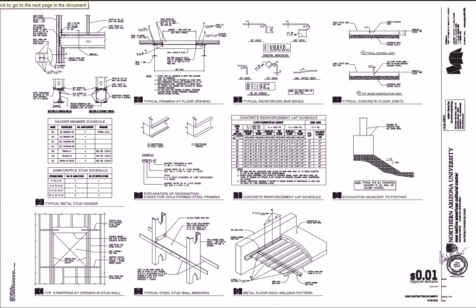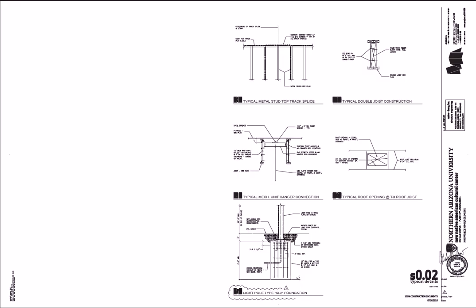Typical details are kind of boilerplate. They're nothing special. They're just the way many of the parts of the building are put together in similar fashion to other buildings. We'll see later a lot of specific details that were created just for this job. Another set of typical details.